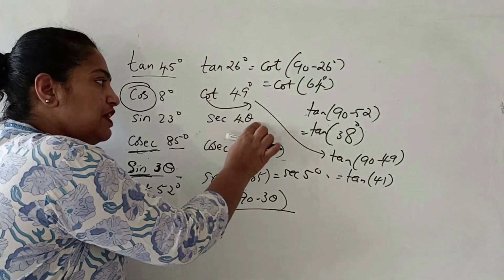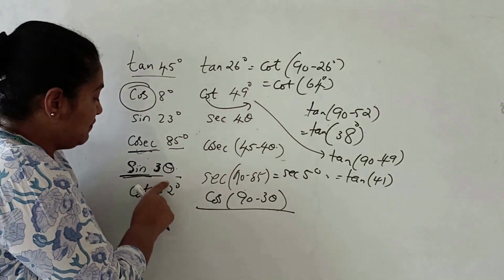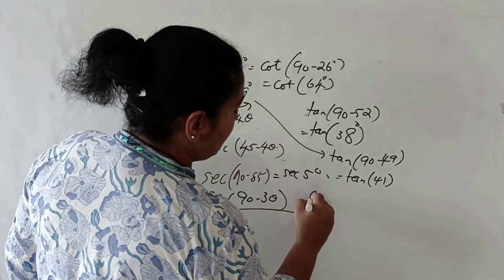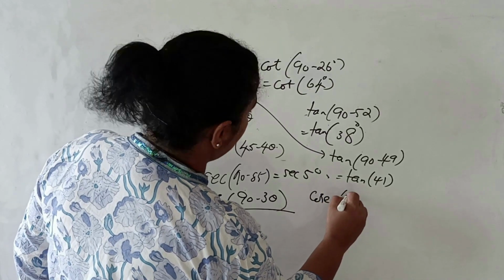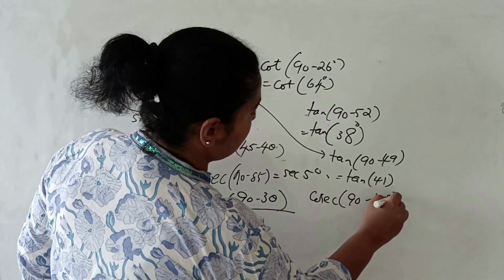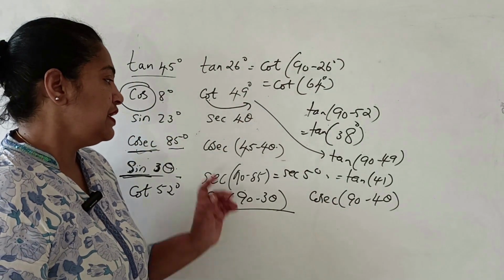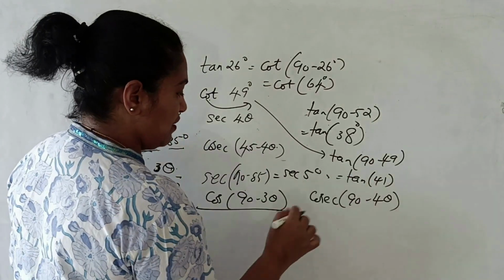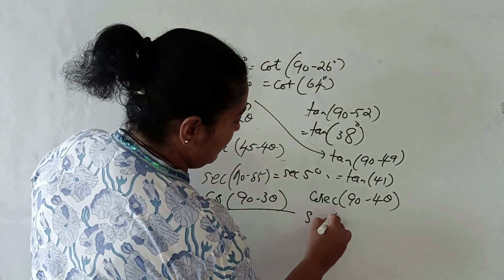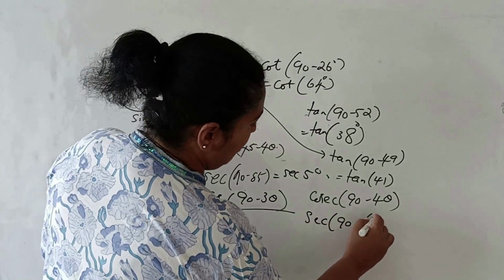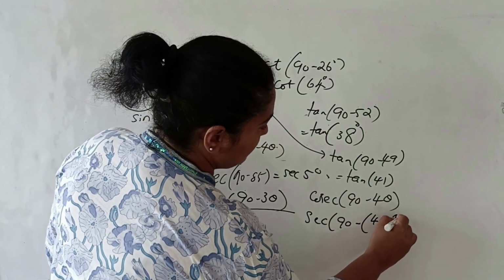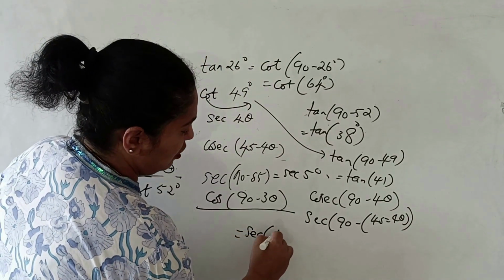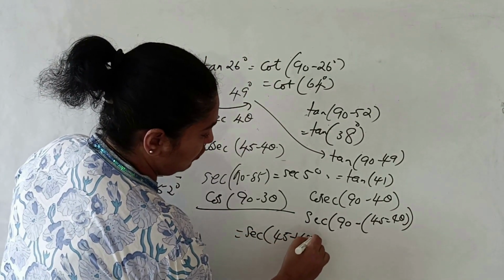Okay. Now we have sec 4 theta, similar to the one that we did before, sin 3 theta. So let us see what we are getting. The complementary ratio is cosec, and 90 minus 4 theta. Now we have cosec(45 minus 4 theta). So we follow the same way. The complementary ratio is sec, and 90 minus (45 minus 4 theta). When you open the bracket, you will get sec(45 plus 4 theta).